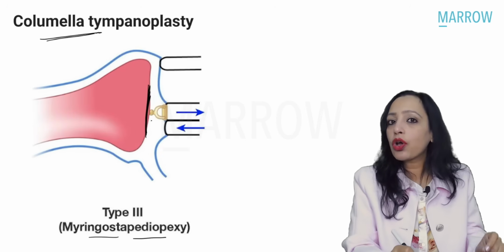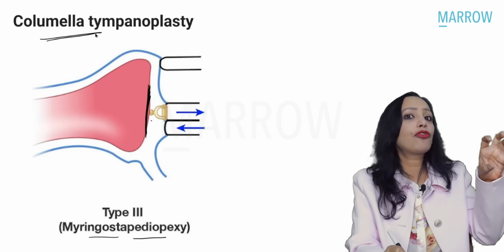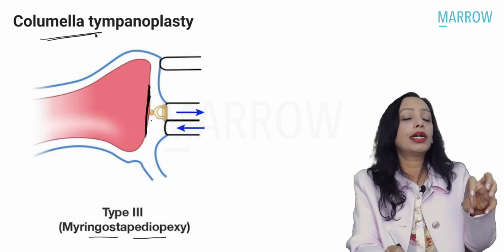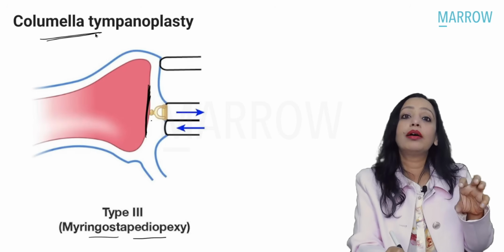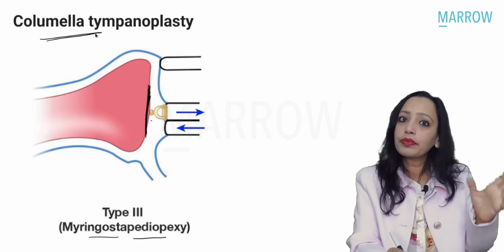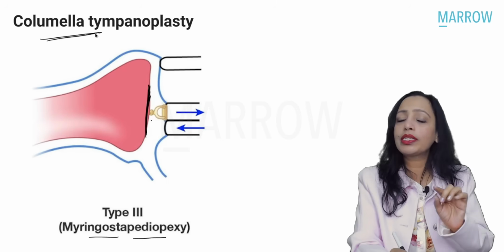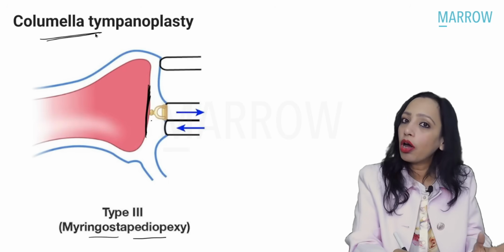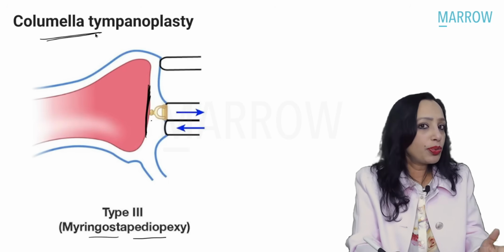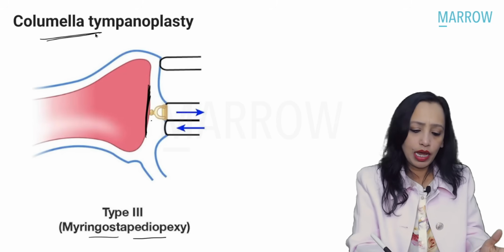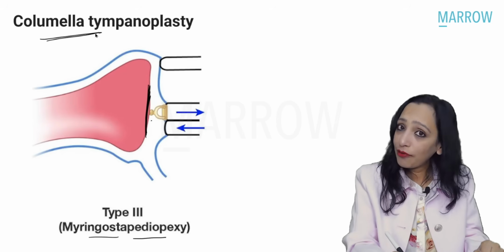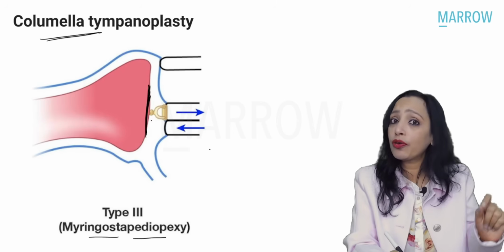And why is it known as columella? Because it gets the name from the middle ear ossicle in birds. In birds, there is only one ossicle in the middle ear. That ossicle is known as columella. So when in humans there is only one ossicle left in the middle ear, we call it columella tympanoplasty. So which one is that? That is type 3 tympanoplasty. Now what will be type 4? Type 4 is when we place it over the footplate of the stapes.